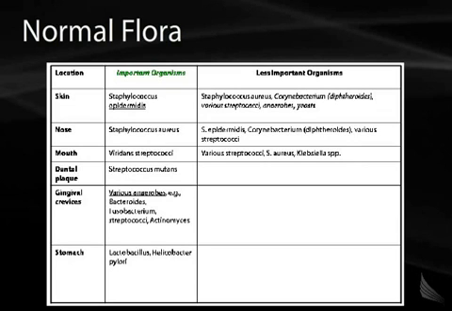In the mouth you'll have viridans strep. You'll also find other Streptococci, Staph aureus, and Klebsiella. In dental plaque, you'll frequently talk about Streptococcus mutans. Gingival crevices are known to hide various anaerobes like Bacteroides, Fusobacterium, Streptococci, and Actinomyces. And in the stomach, you'll see Lactobacillus and Helicobacter pylori.